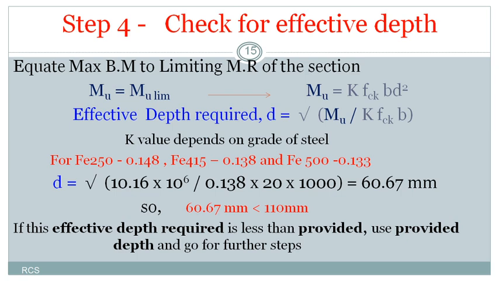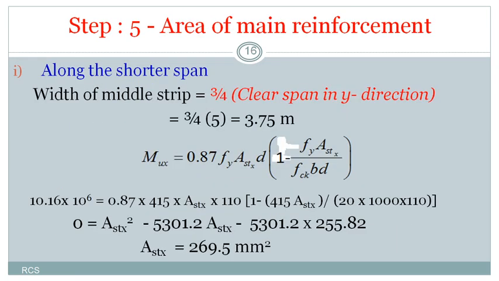Right? So then we have to calculate the area of main reinforcement. As we know, we have to divide our two-way slab along the x direction and y direction into middle strip and edge strip. Middle strip, edge strip, we have to divide along the x direction as well as y direction. So now we have to calculate the area of the mid strip region along the shorter direction and the area of the mid strip region along the y direction, and similarly we can calculate the area in edge strips also.